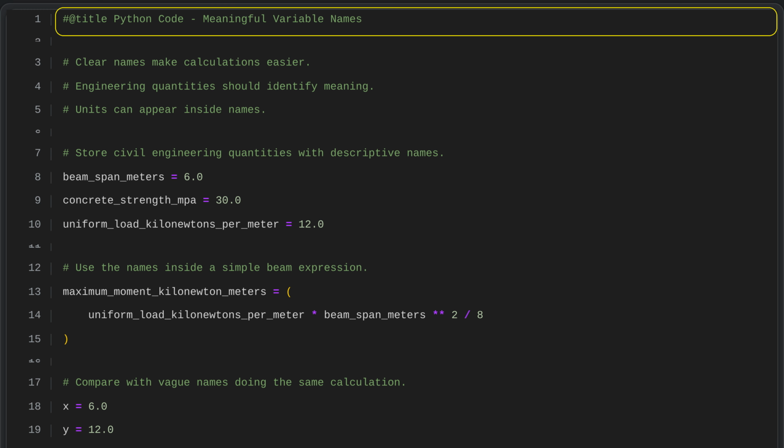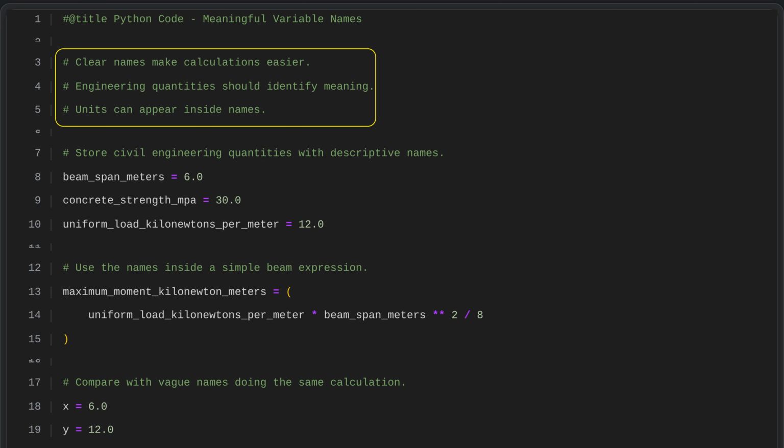Python code, meaningful variable names. Use clear names for engineering quantities so calculations are easier to understand. Names should show what each quantity means, and when helpful, they can include the units.